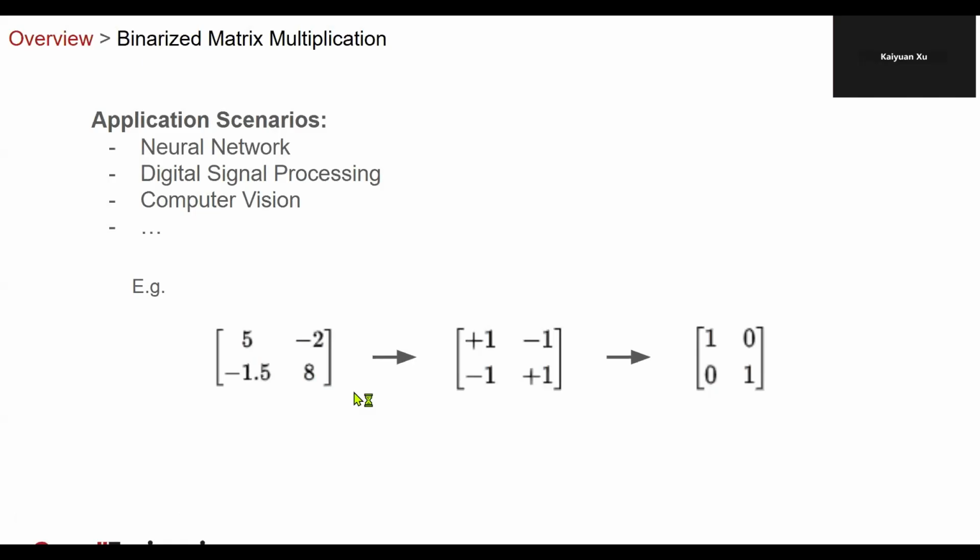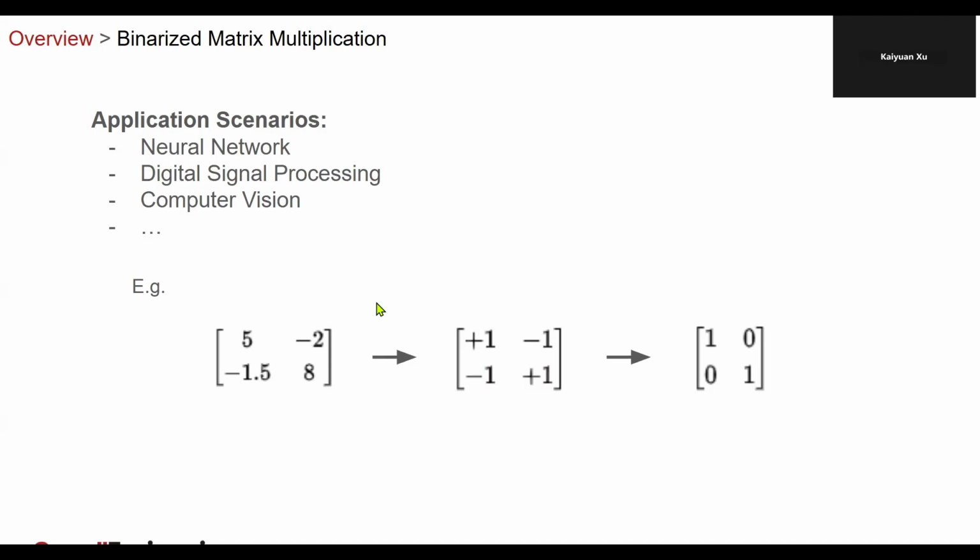So matrix multiplication is an essential operation in many fields, for example, neural network, DSP, and computer vision. Traditional matrix multiplication can be both computationally intensive and consume a lot of memory. So it's really important to apply a more efficient computation method sometimes.